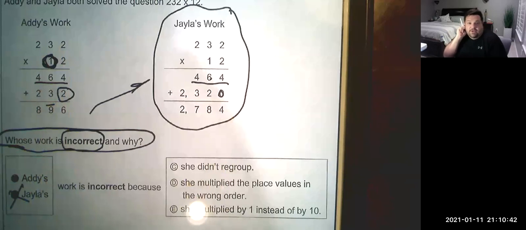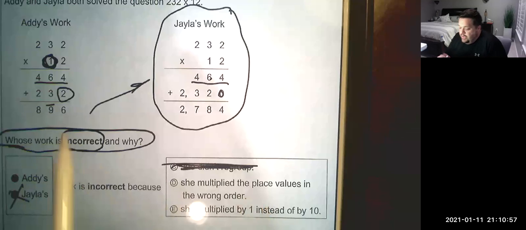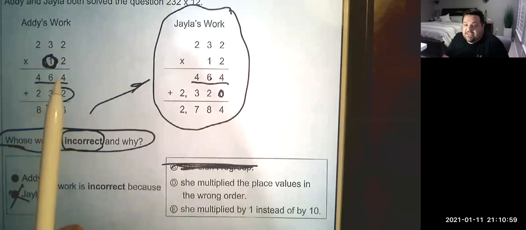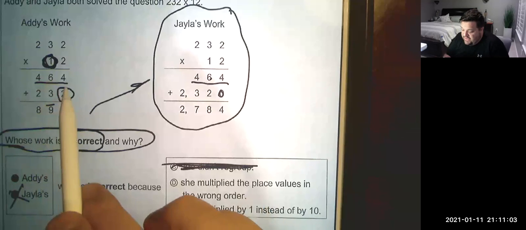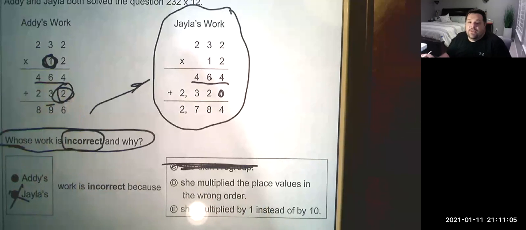Neither of these problems have regrouping in them, right? There's no regrouping. There's none anywhere. So C can't be the answer. It doesn't make sense. There's no regrouping. Now it says she multiplied the place values in the wrong order. She did mess up the place values by putting this in the wrong place, but she didn't go in the wrong order. She put them in the wrong place.